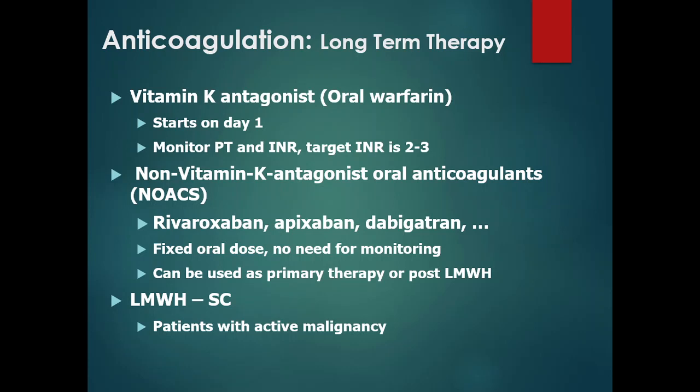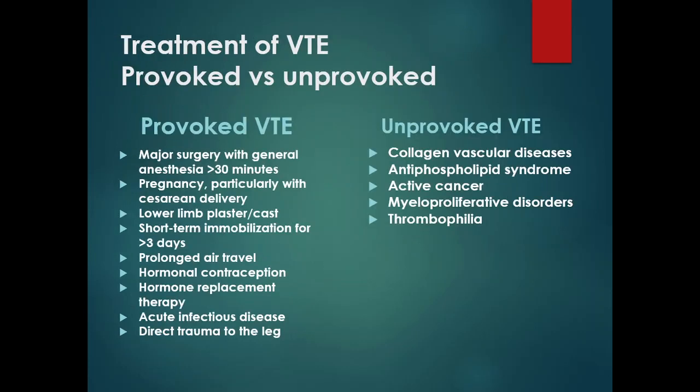The most widely used drug is the vitamin K antagonist, which is oral warfarin. Oral warfarin can be bridged with low molecular weight heparin or IV heparin from day one, but you have to monitor the prothrombin time and INR, and maintain the INR between 2 and 3 in most patients. Maybe in antiphospholipid syndrome, a higher INR is needed. Some patients who have active malignancy, studies have shown that they should be continued on low molecular weight heparin for the duration of therapy.